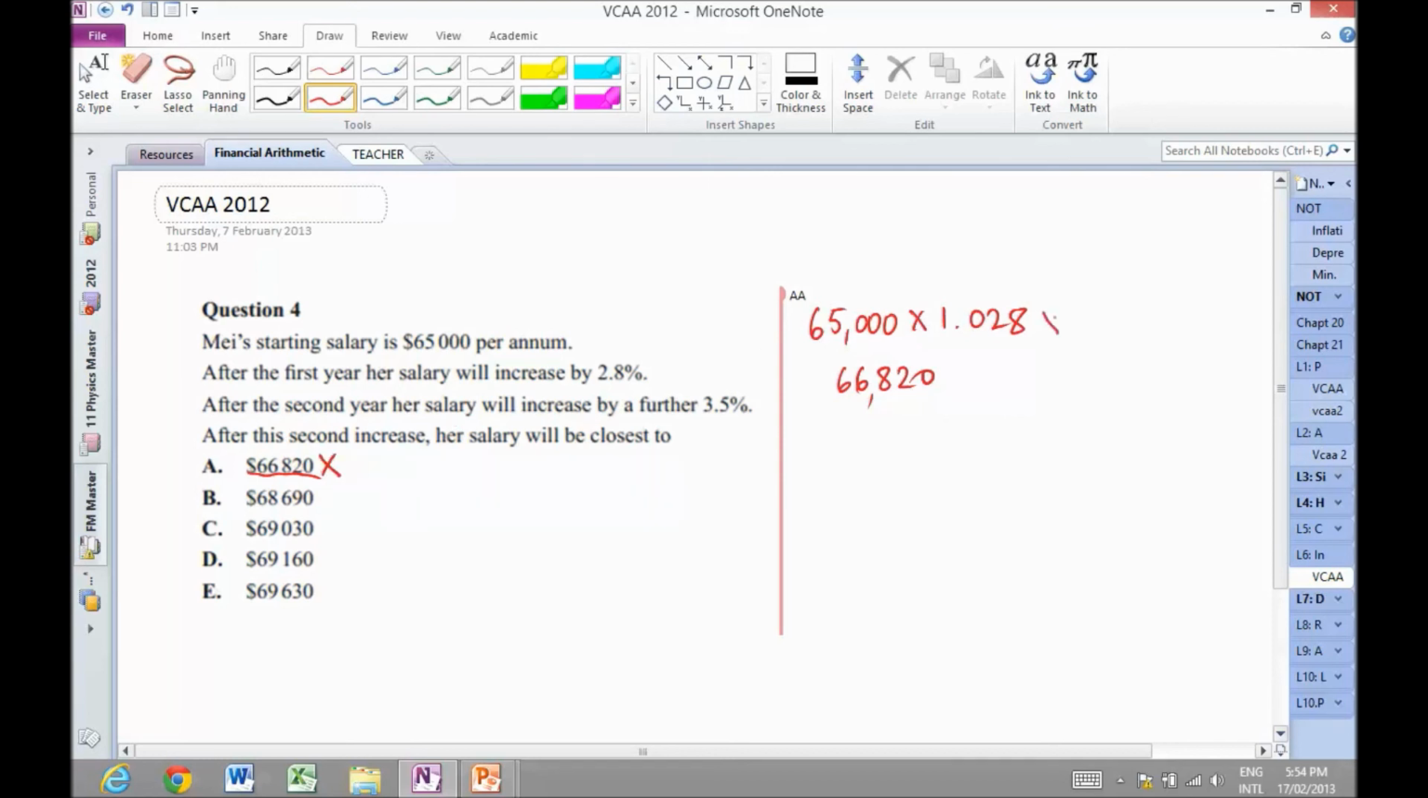However, this is not what the question's asking, therefore the answer A is wrong. What you would do then is also multiply the answer to that by 1.035, which again is the initial amount, $66,820, with a 3.5% increase put on top. If you solve that, you would get an answer of $69,158.70, which gives you a value close to D, which is the correct answer.